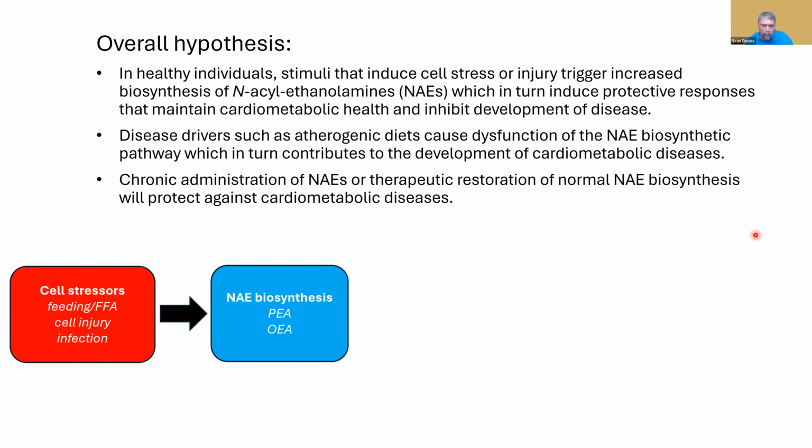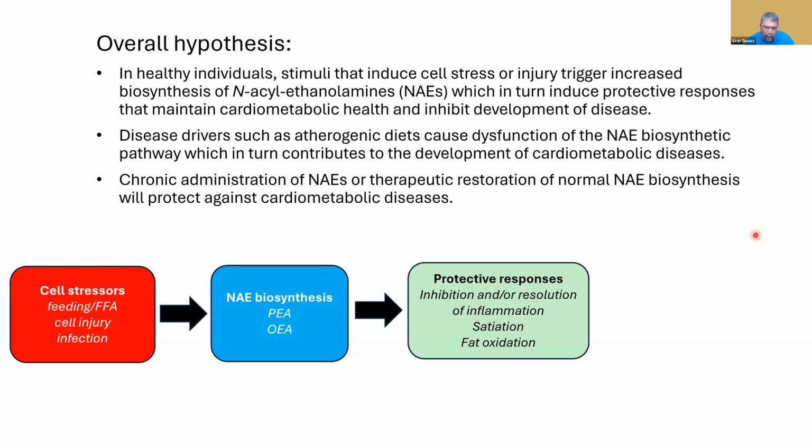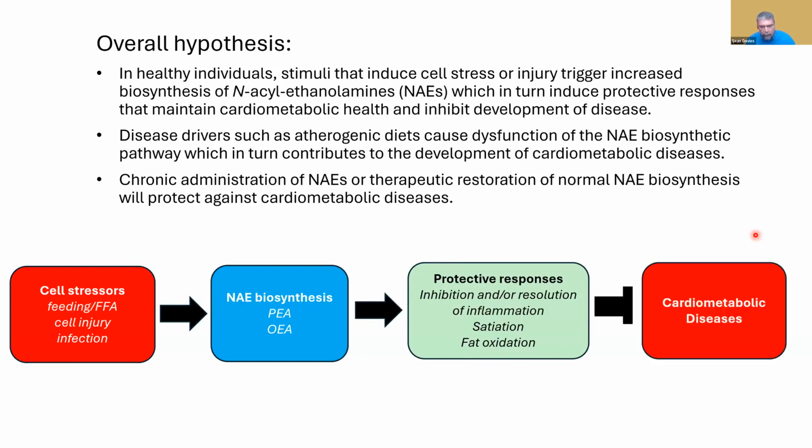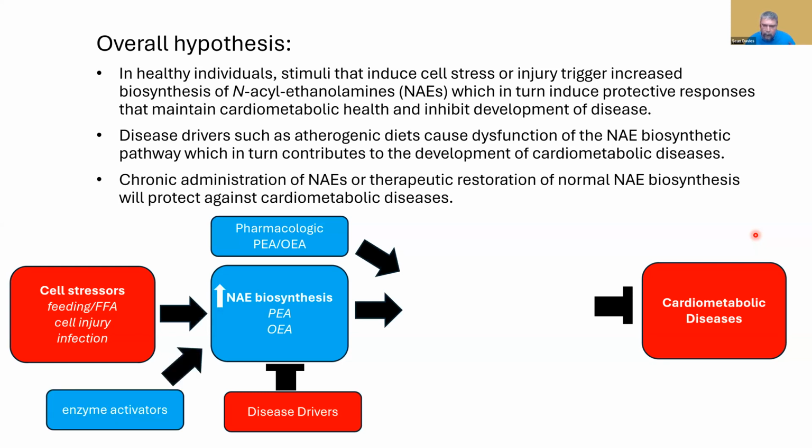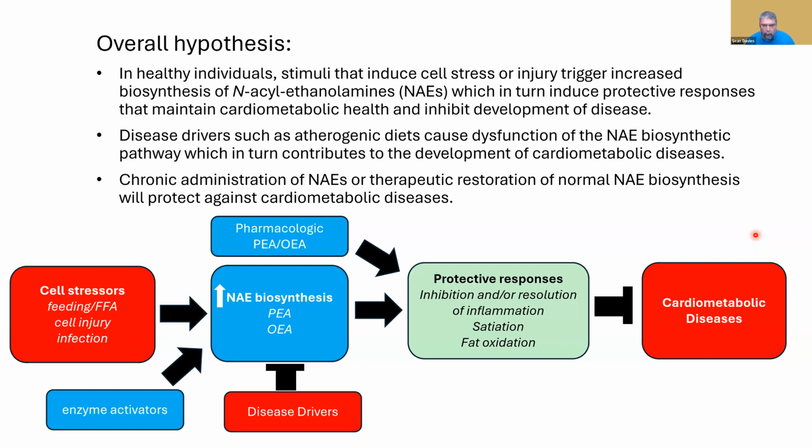The basic idea is that in response to cellular stresses and cellular injury, you have the biosynthesis of these NAEs, and then they induce responses that are protective to help drive the cells and the tissues back into homeostasis. And as long as this is functional, it helps to prevent the onset of cardiometabolic diseases. But then under obesogenic and atherogenic conditions, you have a reduction in the ability to do biosynthesis, and so you lose these protective responses. And then another part of our hypothesis is that pharmacologic administration of PEA and OEA can restore protective responses, or what we're doing more recently is trying to target the enzymes that are actually making these and restore that so that we can restore these protective responses. So that's the overall framework that I'll be talking about today.